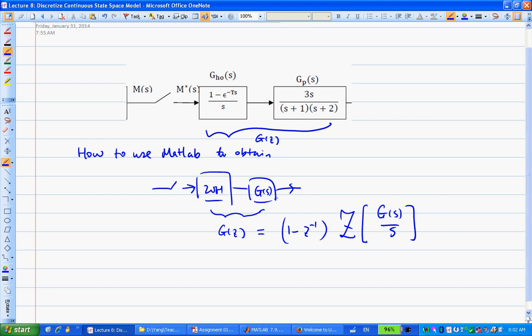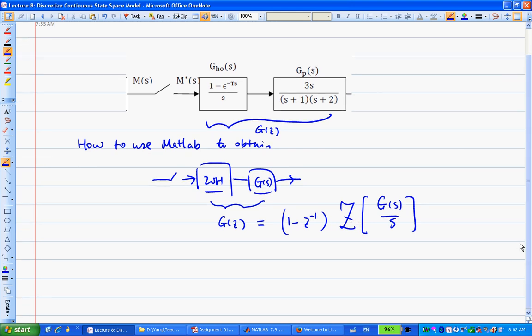Whenever people ask, what's the zero order hold equivalent of this plant here? It's this guy here, right? Okay. So now, if you use MATLAB to get these results, I'll just quickly show it here. Let's say the plant is this: 3s over s squared plus 3s plus 2.